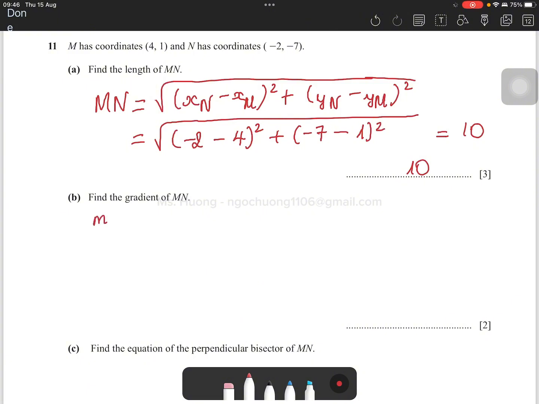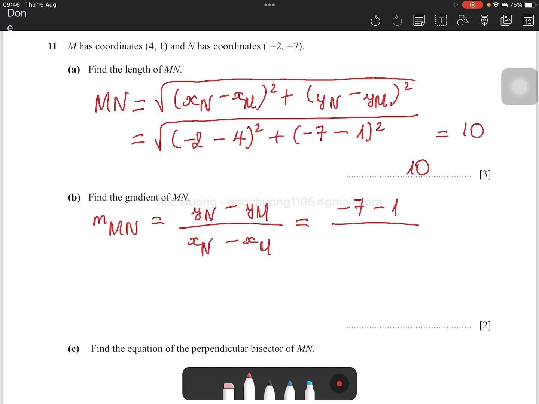B. Find the gradient of MN. The gradient of MN is yn minus ym, the difference in y, over the difference in x. Yn is negative 7 minus 1 over negative 2 minus 4. So this is equal to negative 8 over negative 6, and we can simplify it to 4/3.